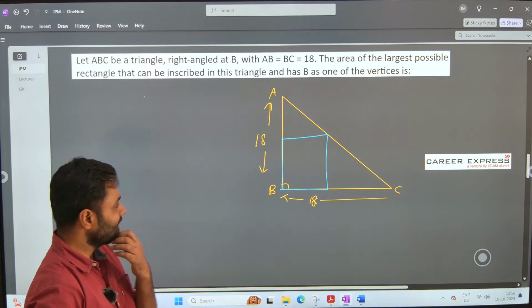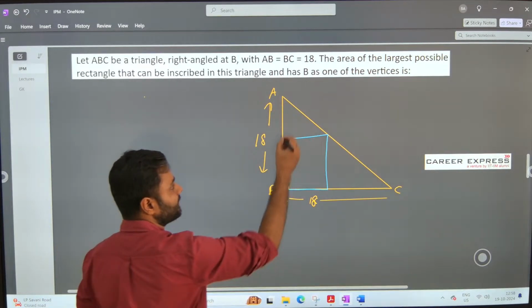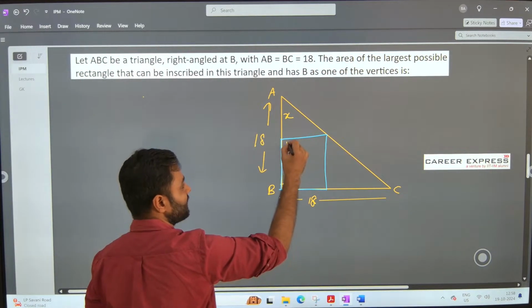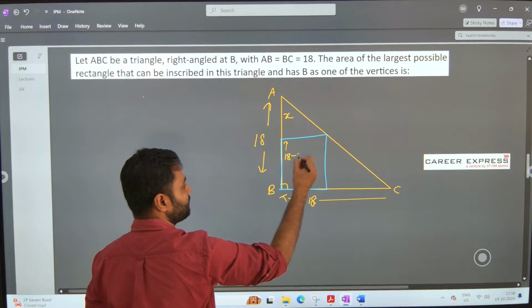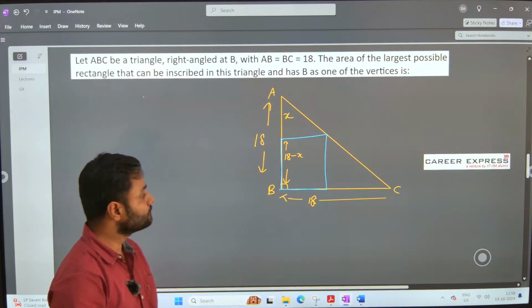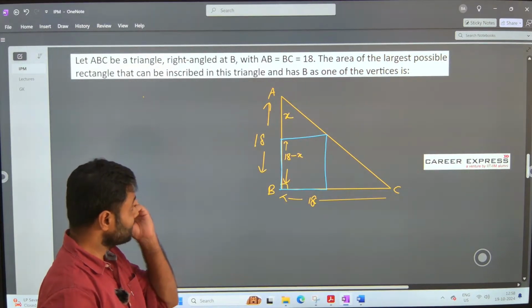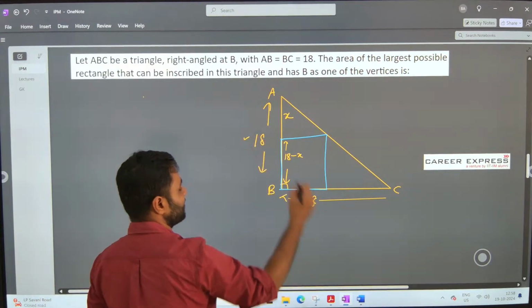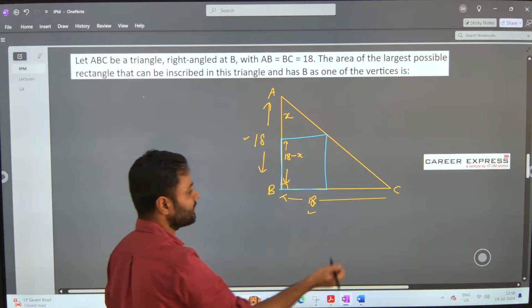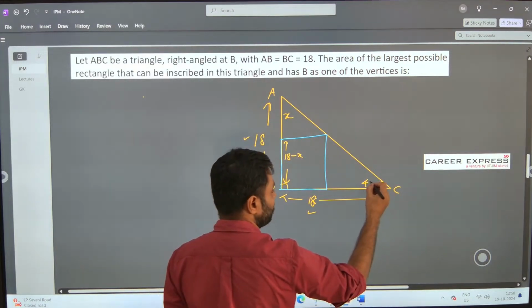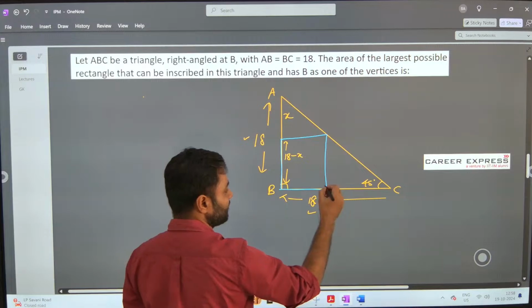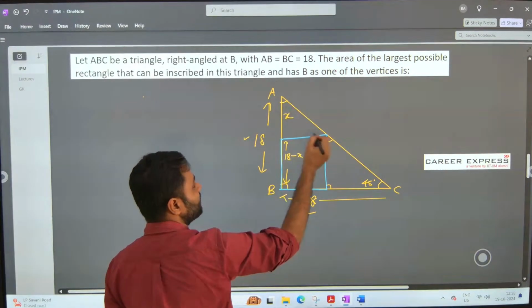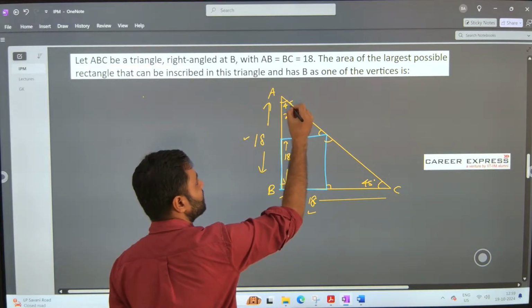So now we can assume here, let this length be x. If this length is x, this length becomes 18 minus x. Right? So also when we say that this and this, they are both 18 in a right angled triangle, then this angle is 45 degree. And if this angle is 45 degree, this is 90. So this will be 45. This will also be 45. This will also be 45. So all these angles are 45 degrees.